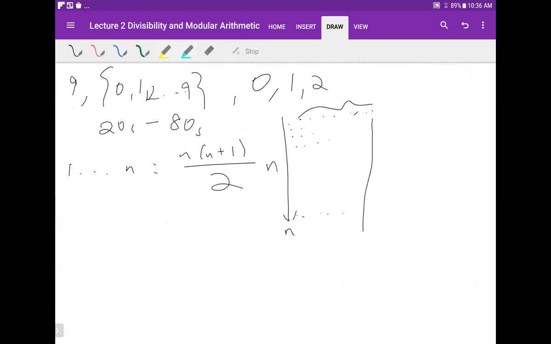So the sum of the numbers from 0 to 9 is divisible by 9, right? Because it's 45, right? So 9 times 10 over 2 is 45. 45 is divisible by 9. So if this is divisible by 9, then any multiple of it is also divisible by 9, right? So we can effectively ignore this, right?